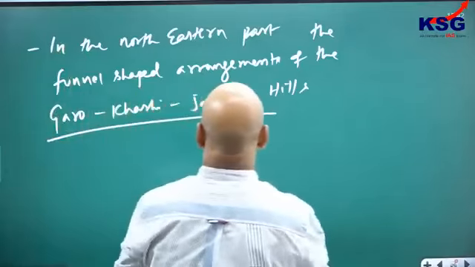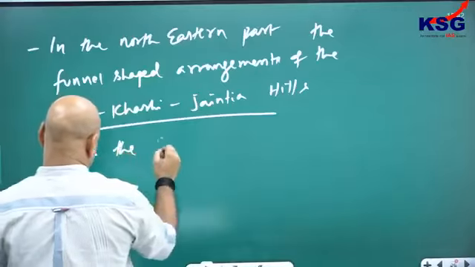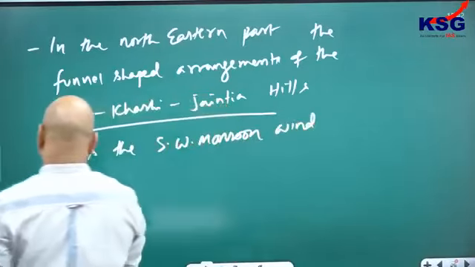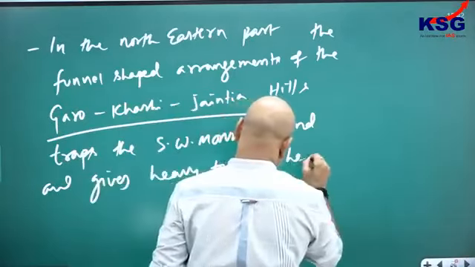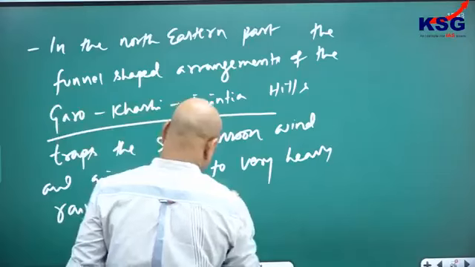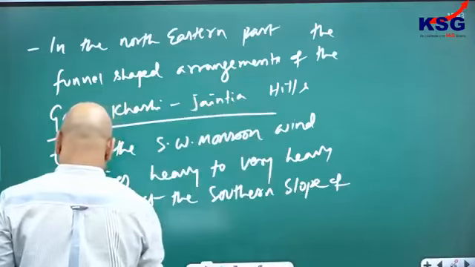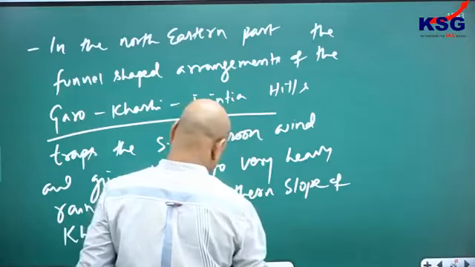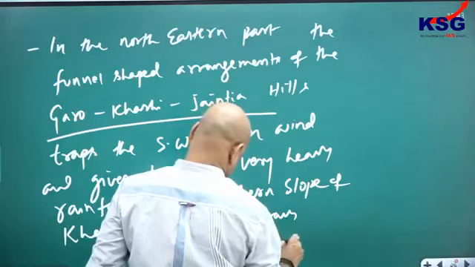In the northeastern part, the funnel shaped arrangement of Garo, Khasi and Jaintia hills traps the southwest monsoon wind and gives heavy to very heavy rainfall at the southern slope of Khasi Hill. That is Mawsynram and Cherrapunji.